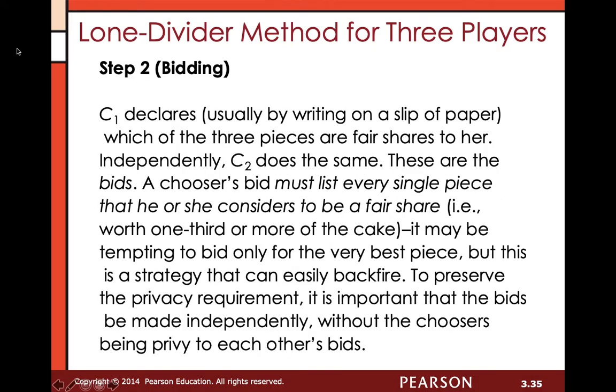C1 is then going to declare, usually by writing on a slip of paper, which of the 3 pieces are fair shares to him or her. Independently of that, C2 is going to do the same. These are called the bids. A chooser's bid has to list every single piece that he or she considers to be a fair share, in other words, any of them that are worth more than a third of the original cake. It may be tempting to bid only for the very best piece, but this is a strategy that can easily backfire. To preserve the privacy requirement, it's important that the bids are made independently. In other words, the choosers are not going to know what each other is bidding.